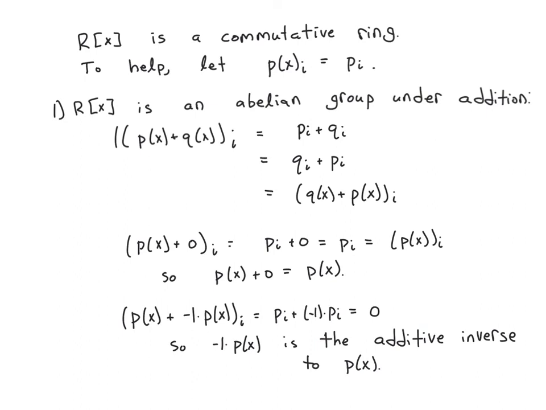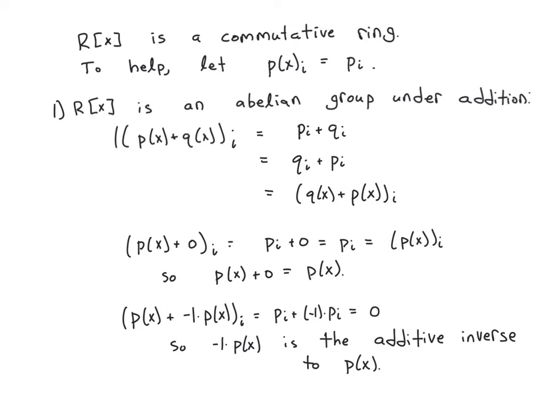Of course, we still have to show that we have other properties, so we need commutativity. If you take the ith coefficient of the sum of p of x and q of x, that's p sub i plus q sub i. R is commutative under addition, so you can swap these two numbers or elements. And then you have the ith coefficient of the sum of the polynomials in reverse order.